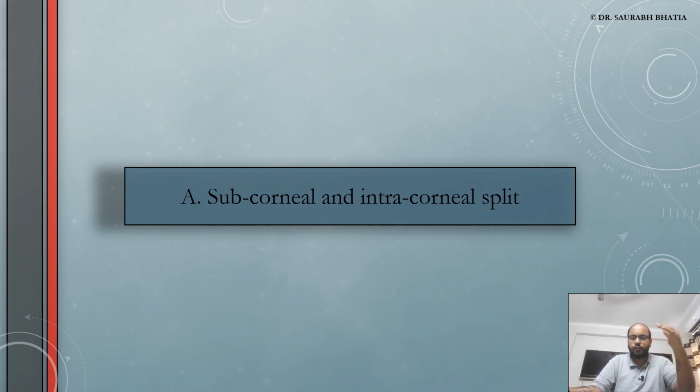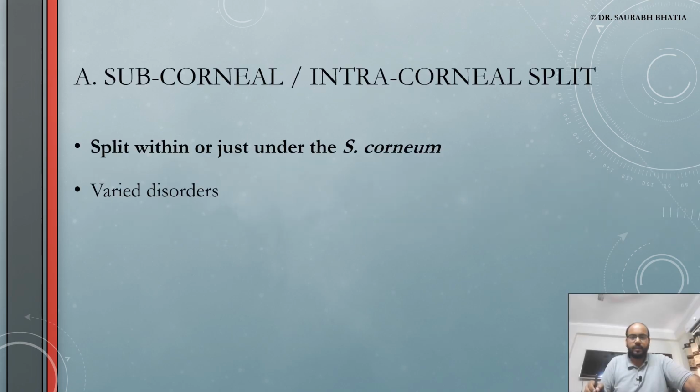I have used the level of split as the classification mechanism initially and majorly. So we'll go one by one from top to bottom, discussing different levels of splits. First we have the subcorneal or intracorneal split, in which the split is just below the stratum corneum. Okay, let's move forward. The split is within or just under the stratum corneum, and it can be seen in a lot of different disorders. So let's start discussing major disorders one by one.